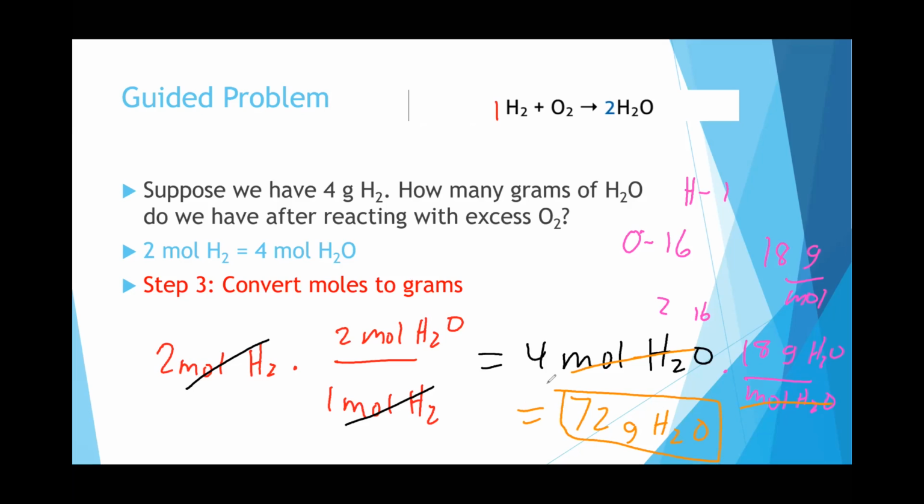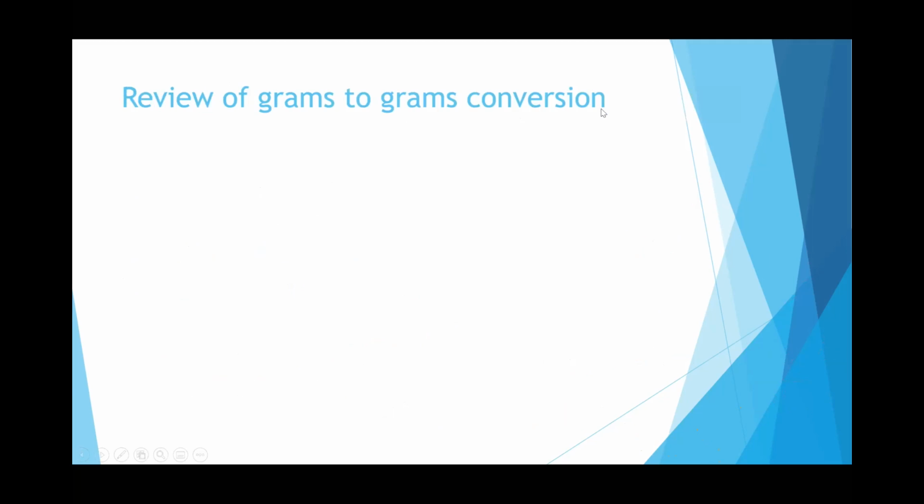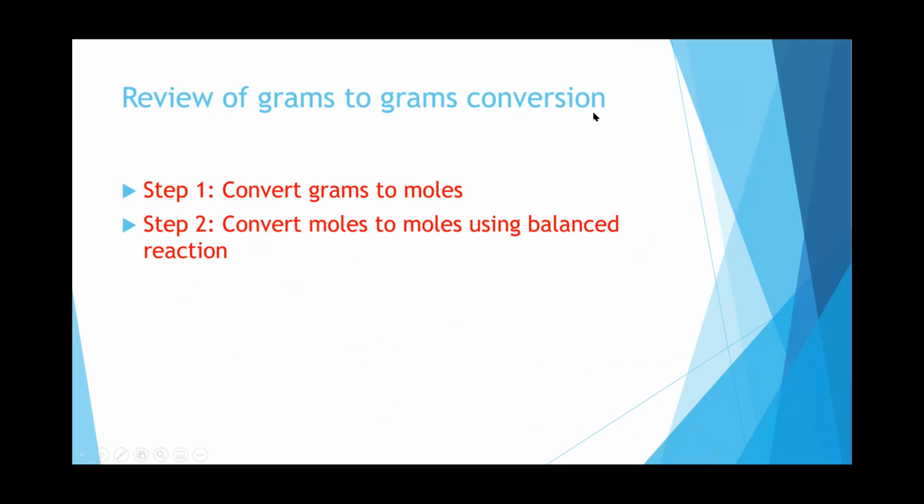So this 3-step problem, we had to convert. We started off with grams of hydrogen gas. We converted the grams of hydrogen gas to moles of hydrogen gas to moles of water, then moles of water to grams of water. And that's how we solve one of these long problems. So as a recap, we convert grams to moles, then moles to moles using the balanced equation reaction, and then moles to grams.